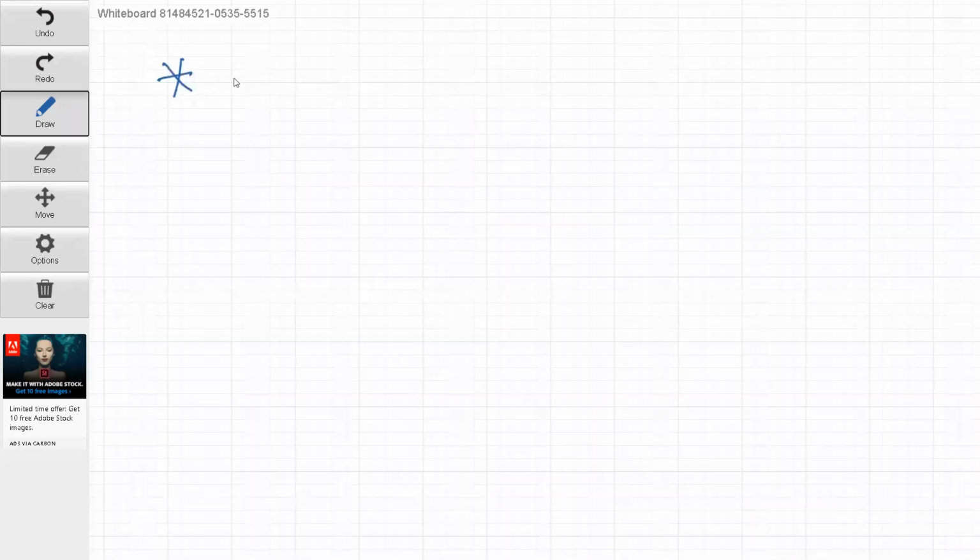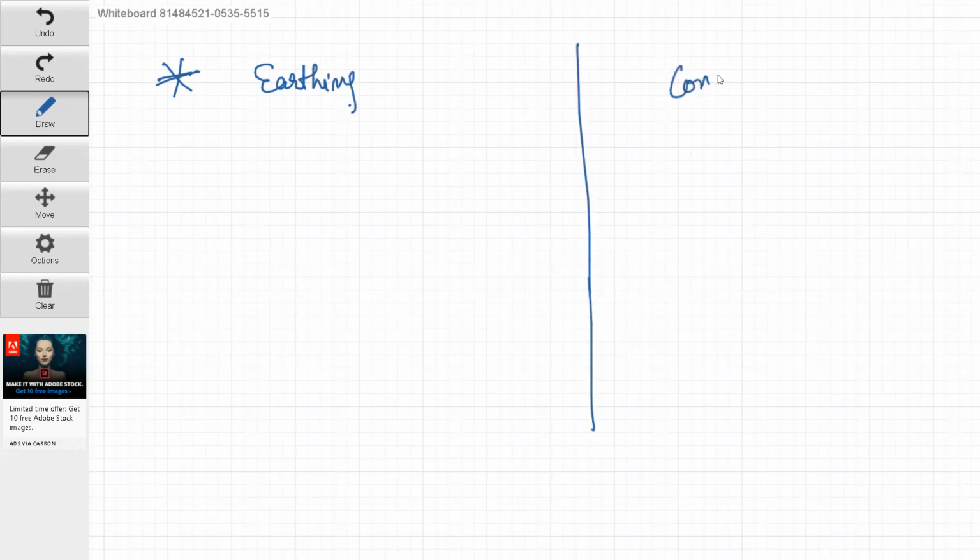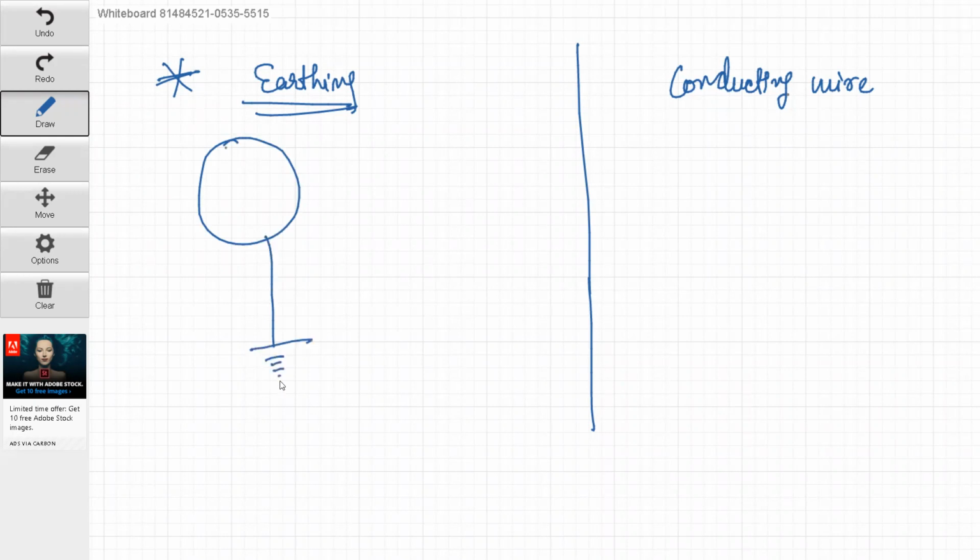Now suppose we will study two things. One is earthing and another one is conducting wire. Is this okay? Conducting wire. So what do you mean by earthing? Suppose if there is some conductor and if I earth this conductor, means if I attach it with a conducting wire to the earth surface, then what will happen?